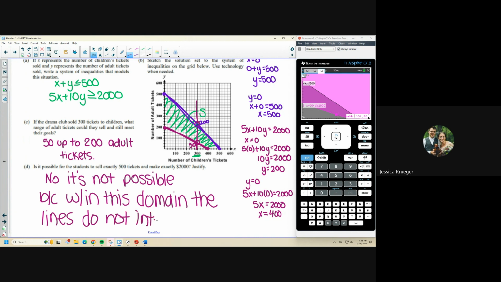Now, it's important to note, let me just write this. That does not mean that there aren't possible combinations where there's less than 500 tickets and they make more than $2,000. Any point in here is a possible number of tickets they could sell where they make more than $2,000. The key is there's no workable combination where they sell exactly 500 tickets and make exactly $2,000. There's a lot of places where they sell fewer than 500 and make more than 2,000, which is what our requirements were.